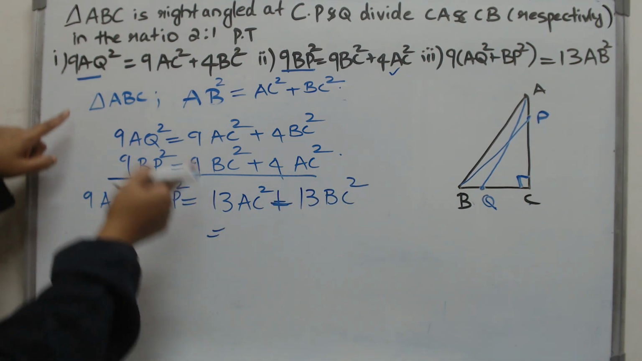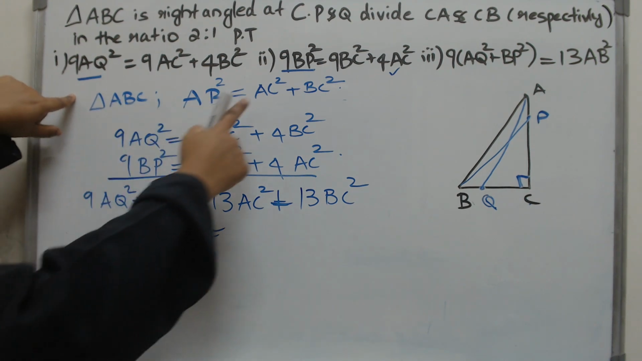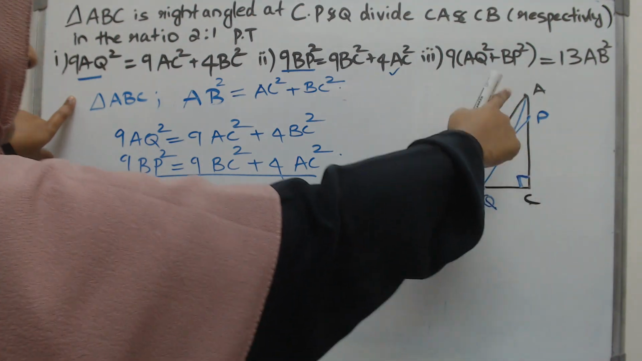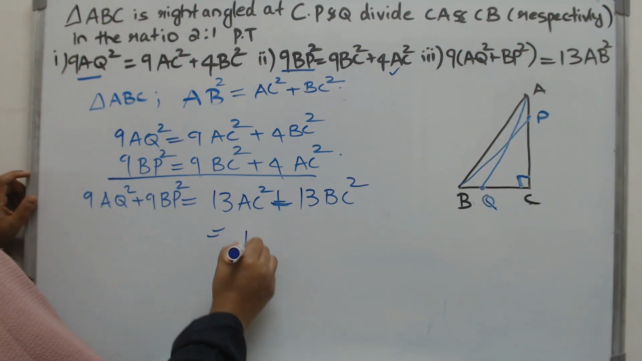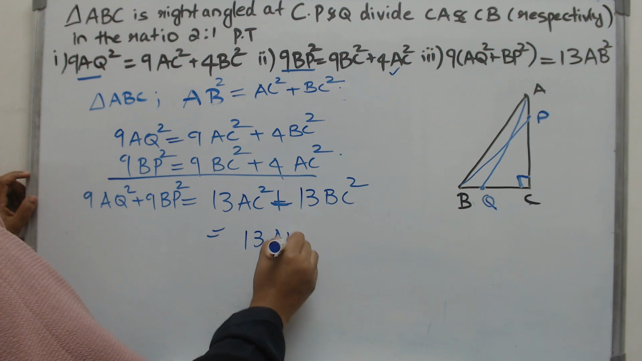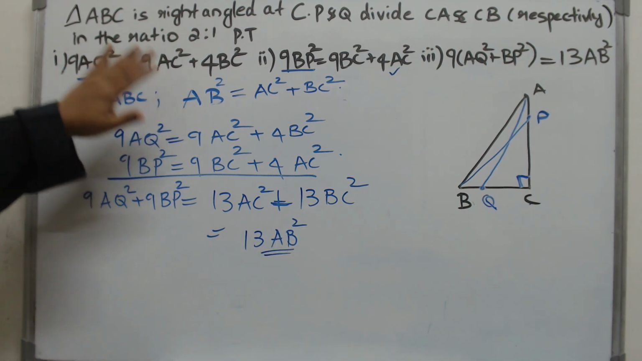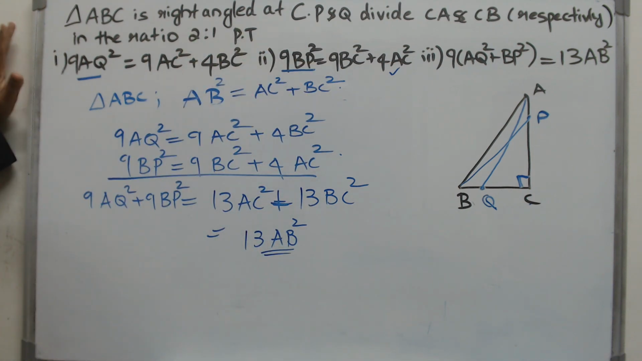Now come back to our original triangle. What is AC square plus BC square? The biggest triangle that we took, the one which we started with. So the whole thing is equal to 13 times the square of its hypotenuse. That is exactly what our third result is.